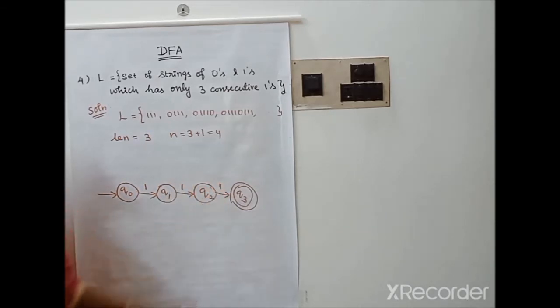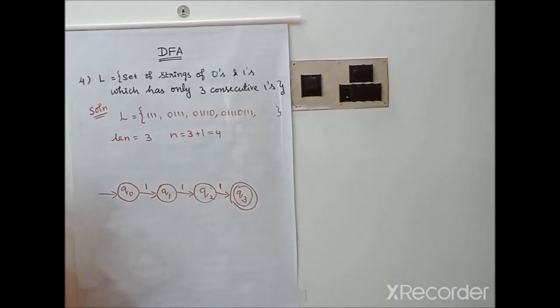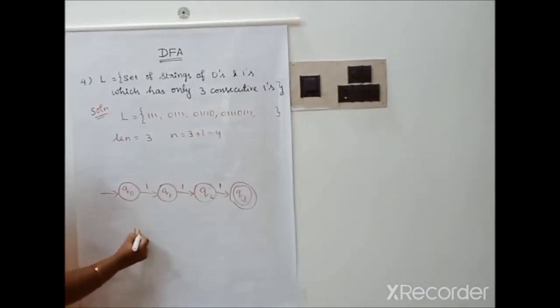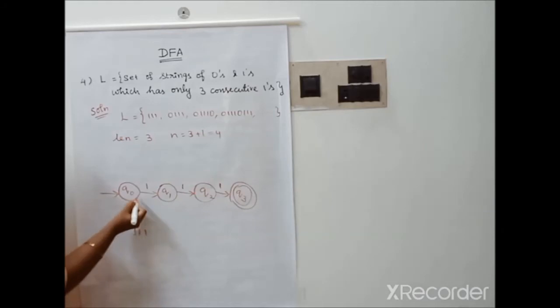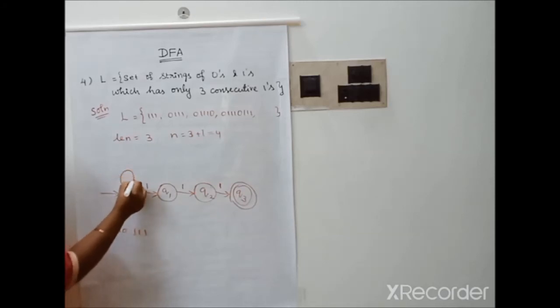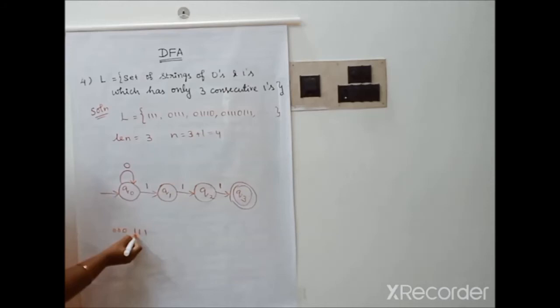Next, we need to check for the remaining input symbol. From Q0, we are having the transition for 1. So, we need to check for 0. Therefore, only for 1 it is making the transition. So, before 1 you can have any set of zeros. So, any set of zeros means you can have self loop 0. Next, after reading this one, it changes its state to Q1.